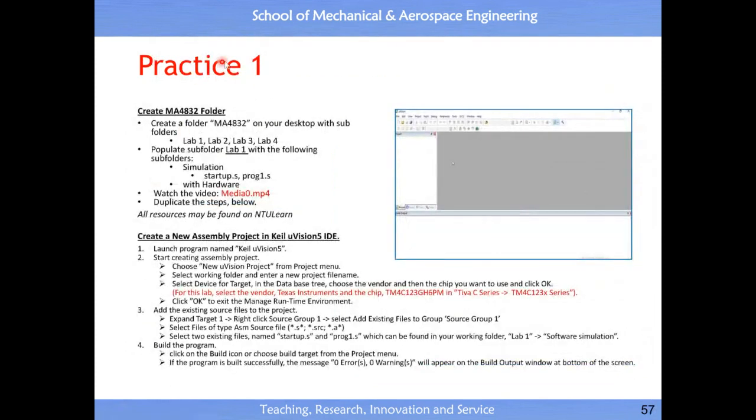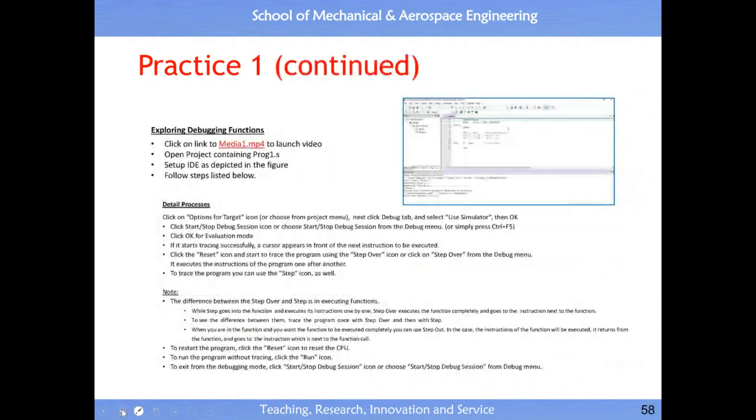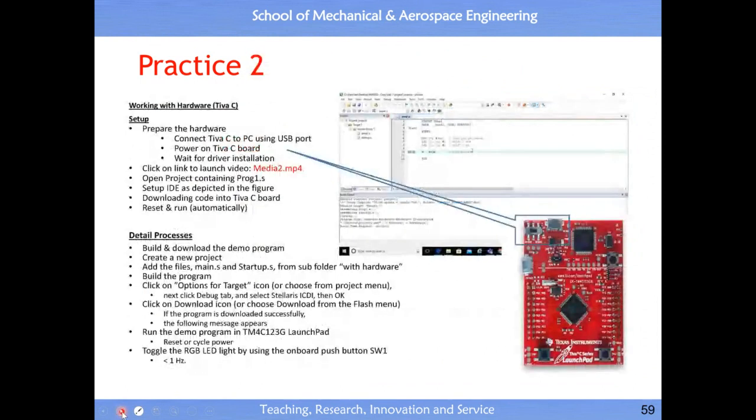For practice 1, you follow the lab manual; this is just a copy from it. You must study the details, and we also provide you the media video in case you get lost. We also give you the example program, so you should not worry. As long as you know how to read and understand the meaning of the example program, that is good enough. We also have additional media videos for you to watch, etc. Then we move on.